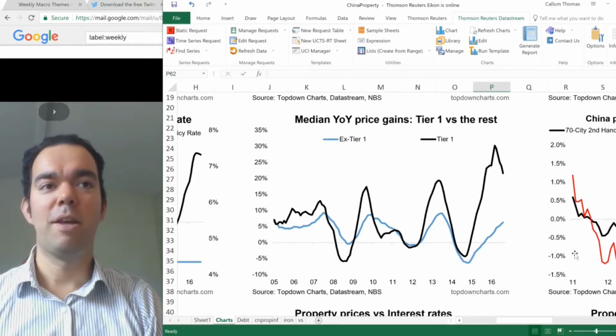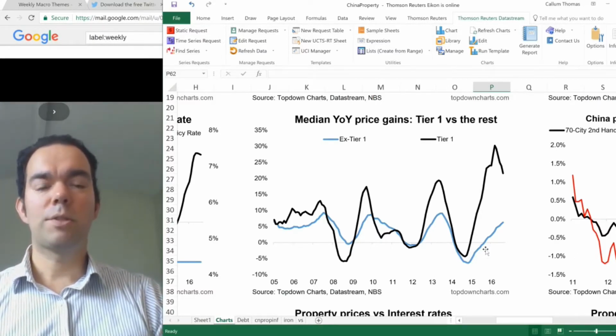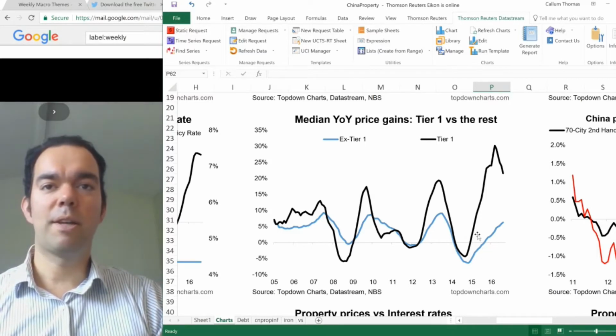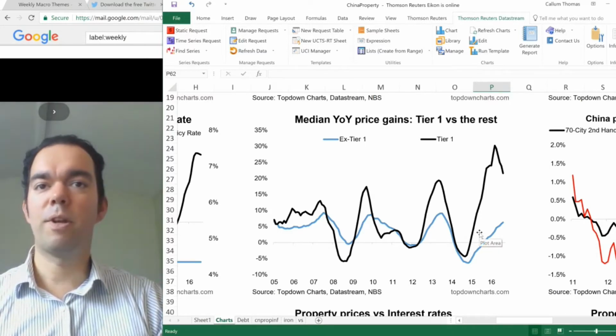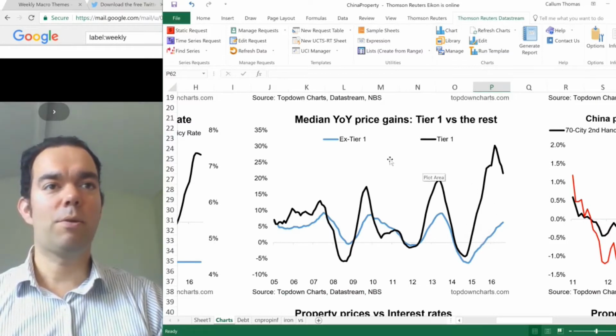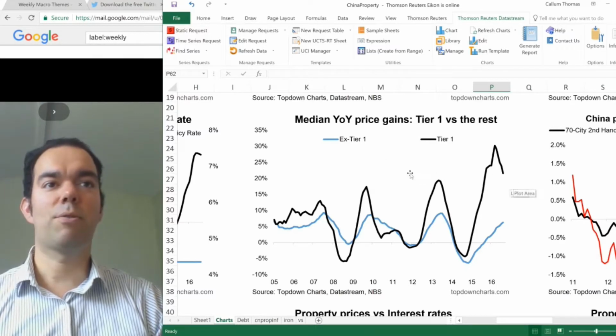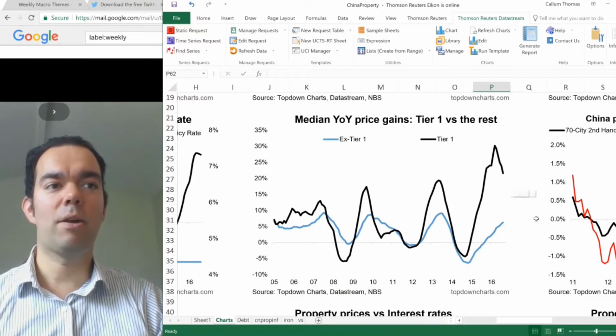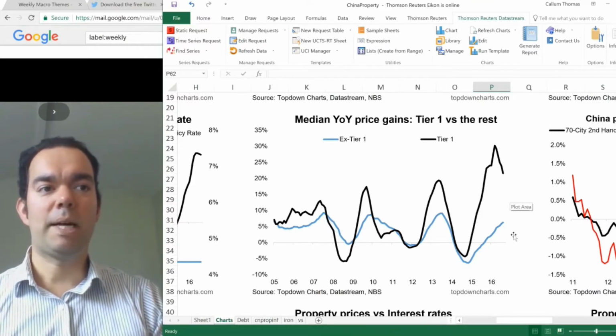So just over the weekend, actually, we got the latest round of property price data for February in China. And the first chart that we'll look at here shows the median year-on-year price gains across the Tier 1 cities, so the largest cities, in the black line, and then all the rest of them in the blue line.